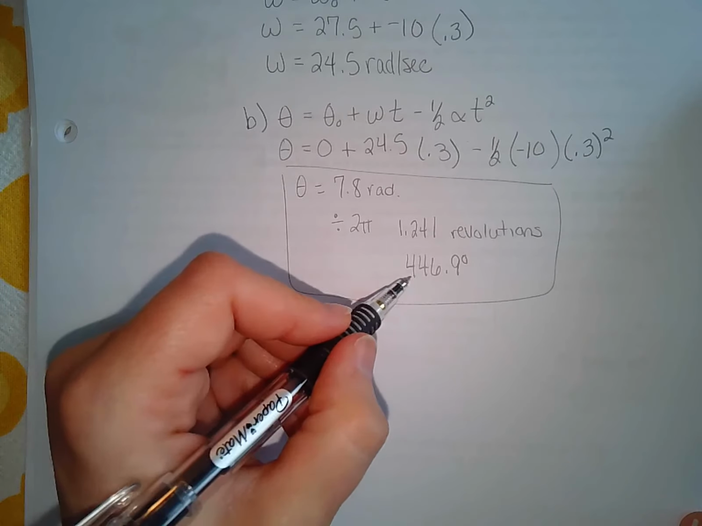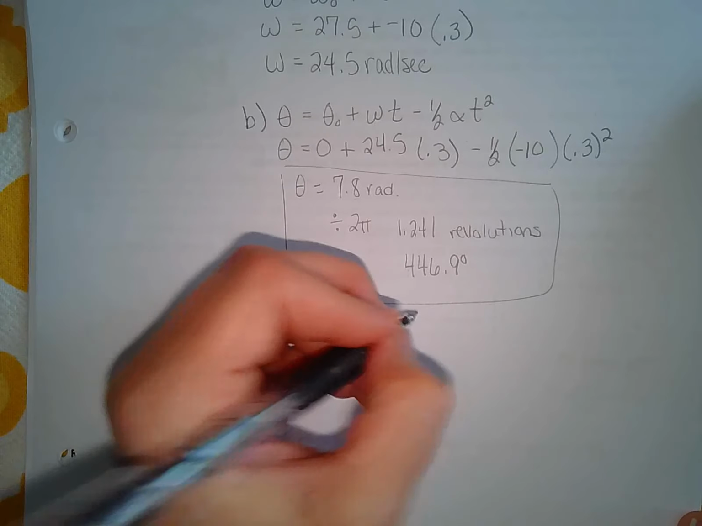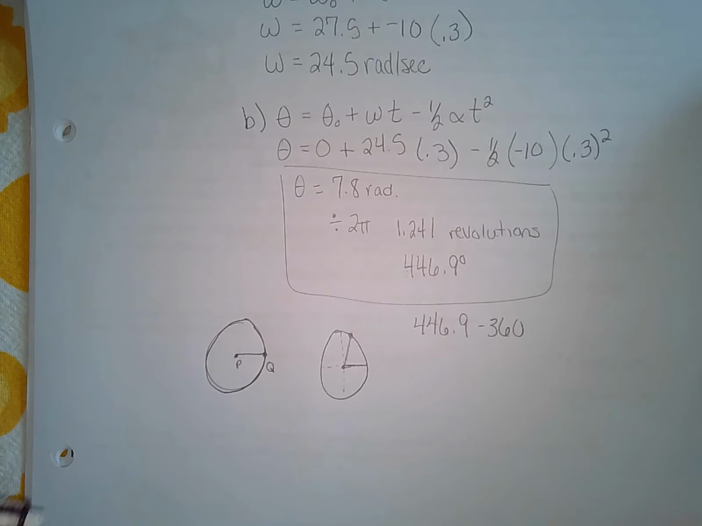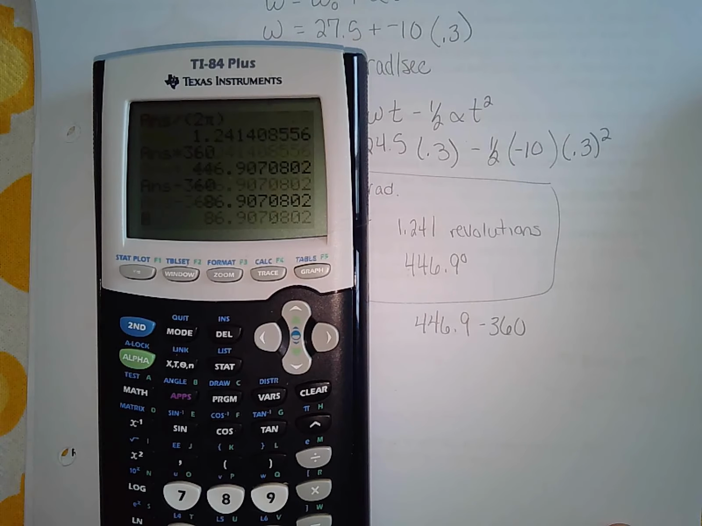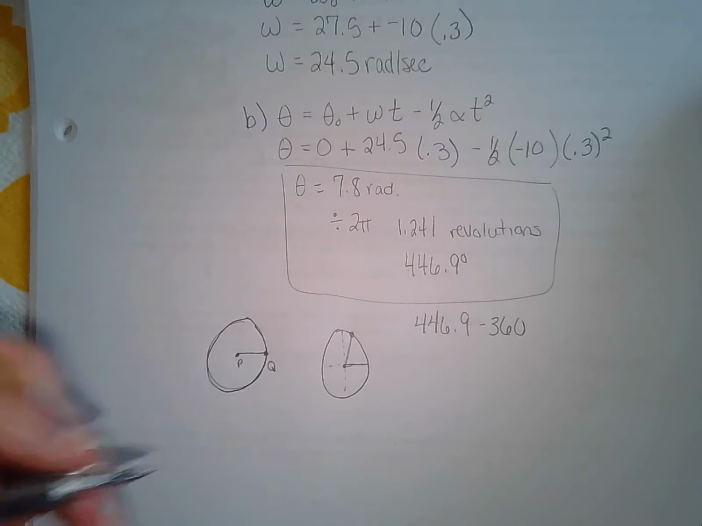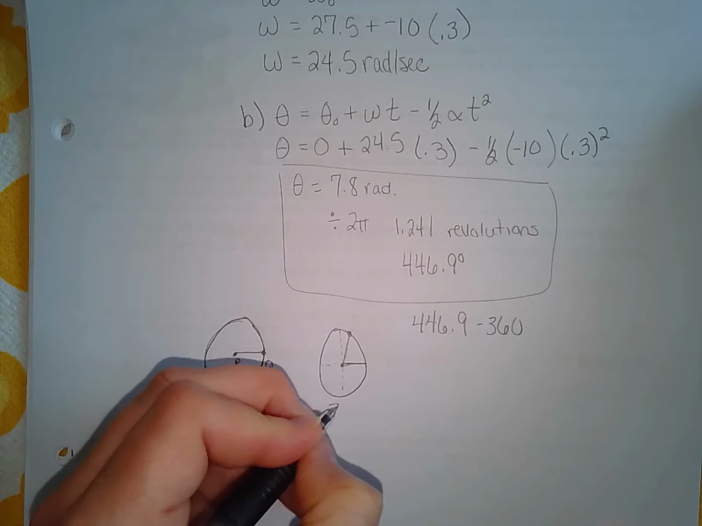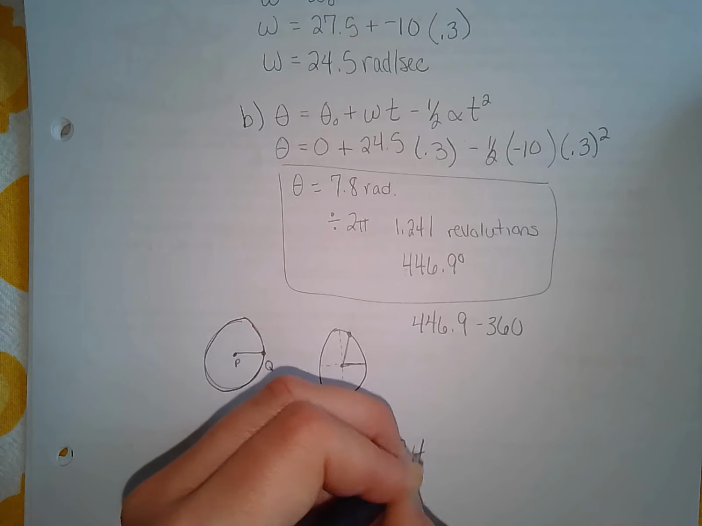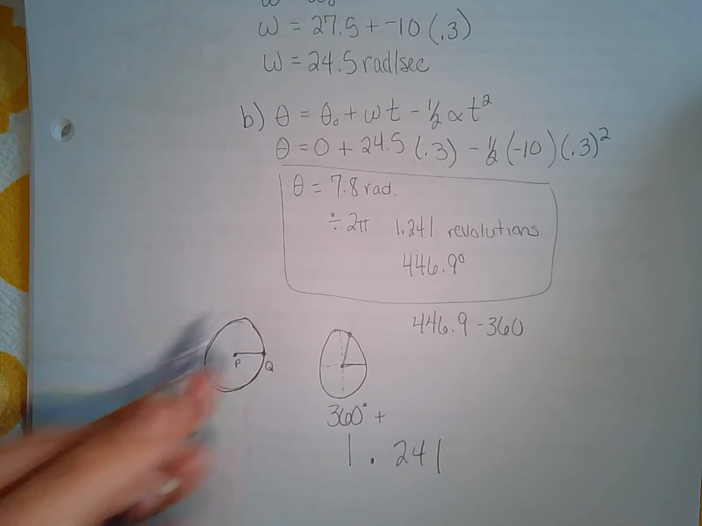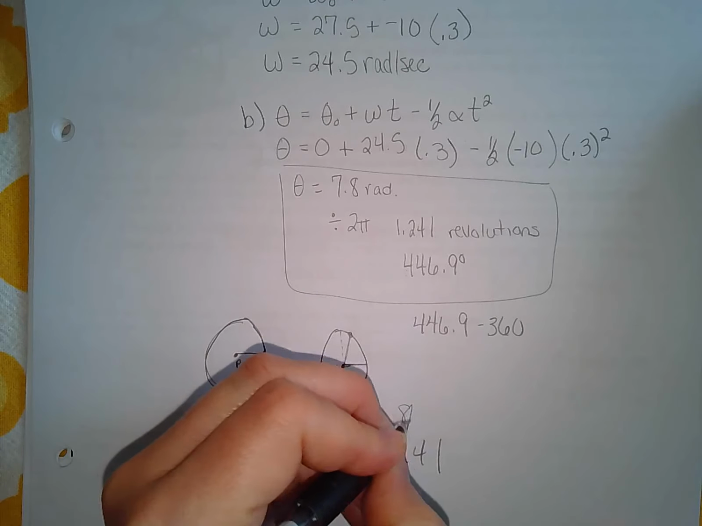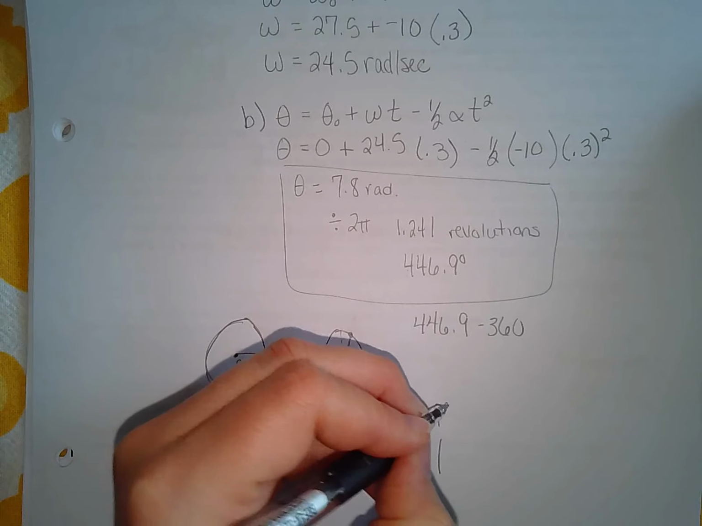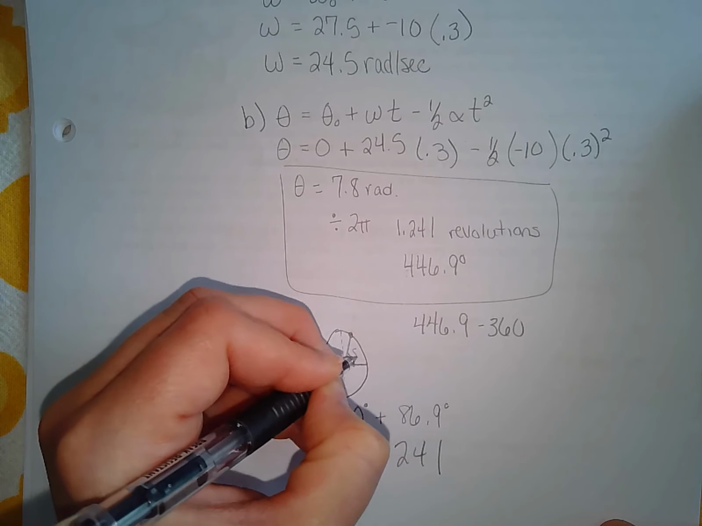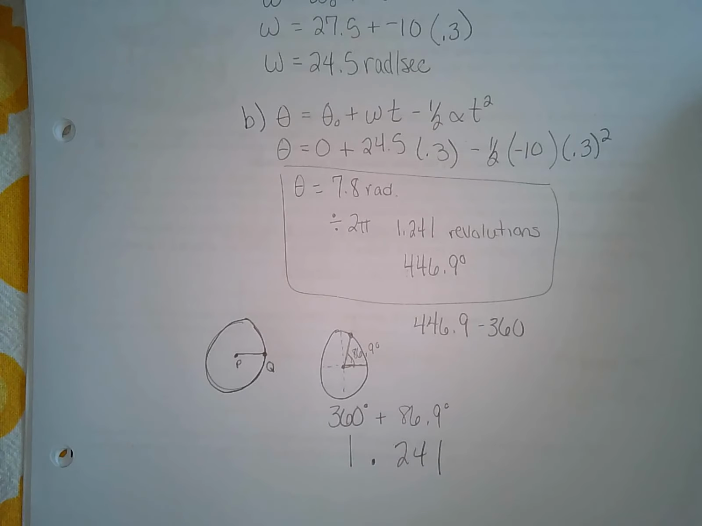How much more? 446.9. Here's how I do this. I said, well, it's 446.9 minus the whole turn of 360, which is 86.9 more degrees. So it had to go 360 degrees for the 1 turn, so that was 1.241, plus it had to go this extra 86.9. So when it says, what is the new angle from the positive x-axis, I would dare say it's 86.9 degrees. Pretty darn cool if you ask me.